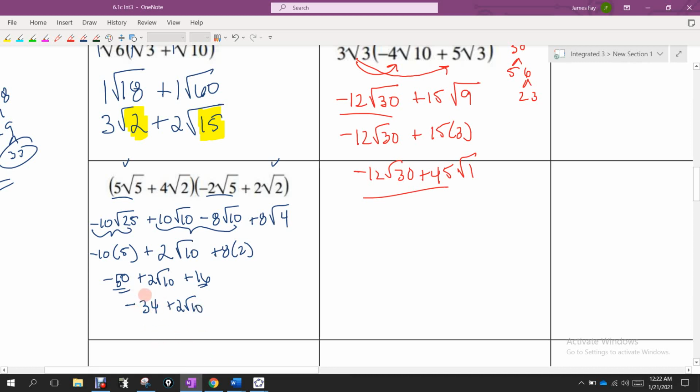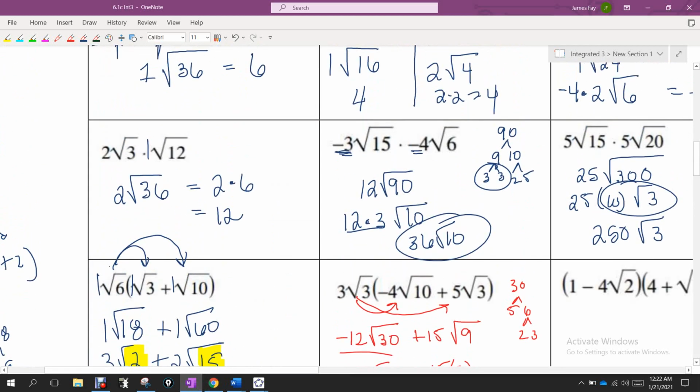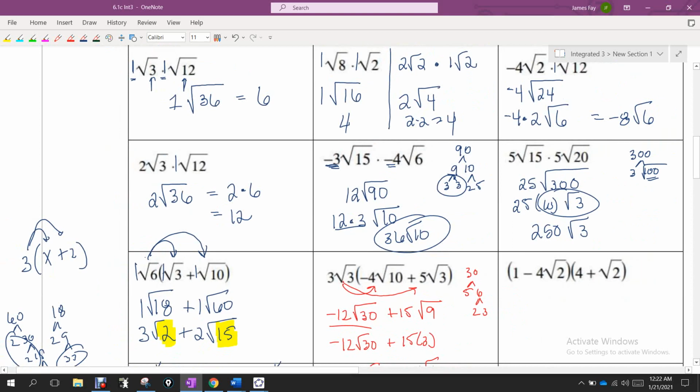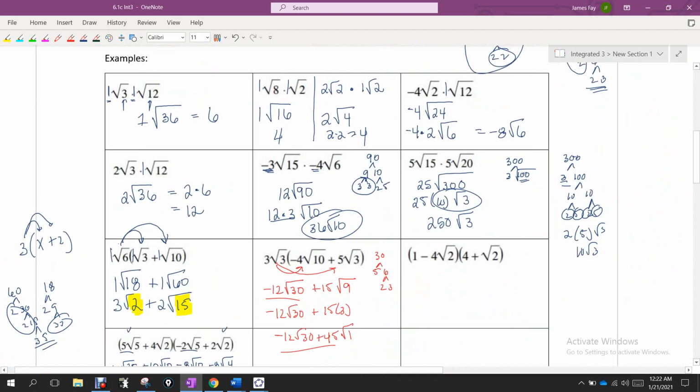Again, that negative 34 cannot be combined with this 2 radical 10. Because that negative 34 really has a radical 1 with it that we don't write. And that radical 1 is not the same thing as radical 10. So multiplying radicals, multiply a number on the outside, stays on the outside. Multiply the numbers on the inside, they stay on the inside.